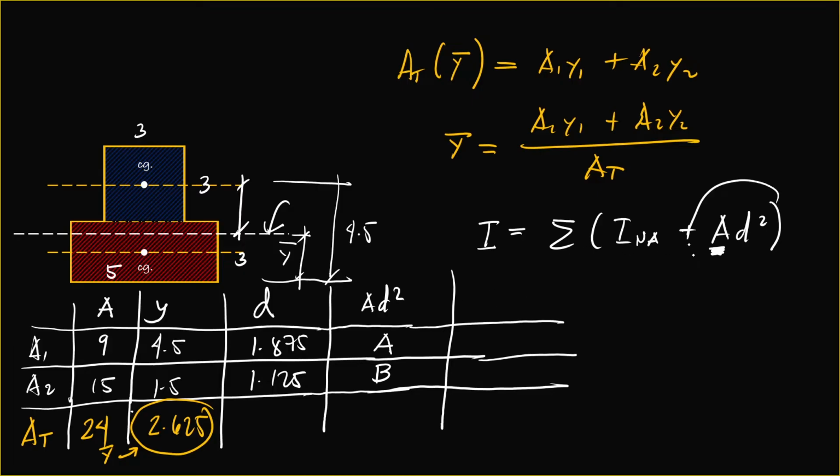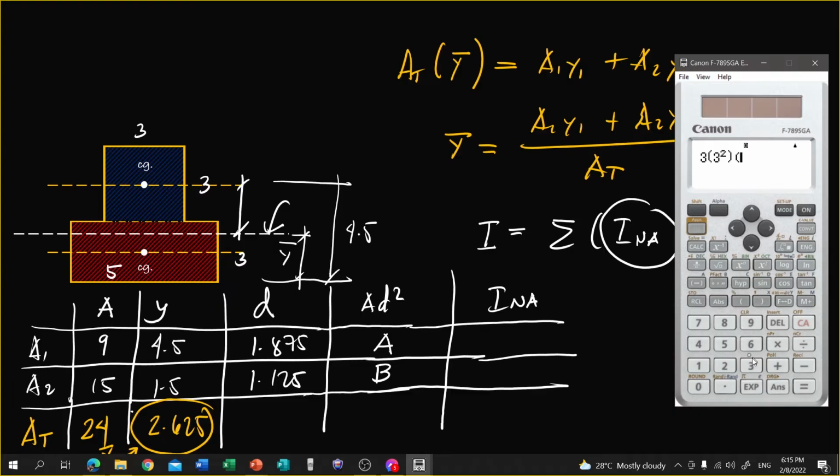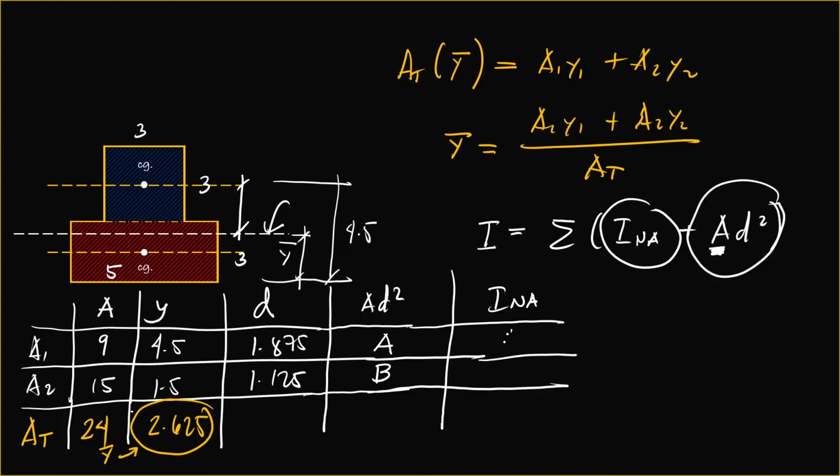Since we need the INA, I'll put the INA of each shape here. For A1, that is 3 times 3 cubed over 12. What is that? 6.75, sir. Right, 6.75. How about A2? 11.25.